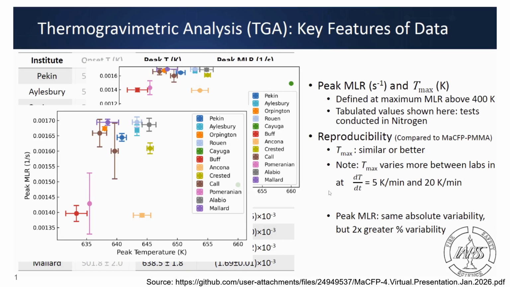Welcome. I've been looking at the thermogravimetric data submitted to McFP4. Earlier this year, the peak values of mass loss rates were compared, and it was suggested that they might be used to assess variations between laboratories. I think we should be careful with that interpretation.